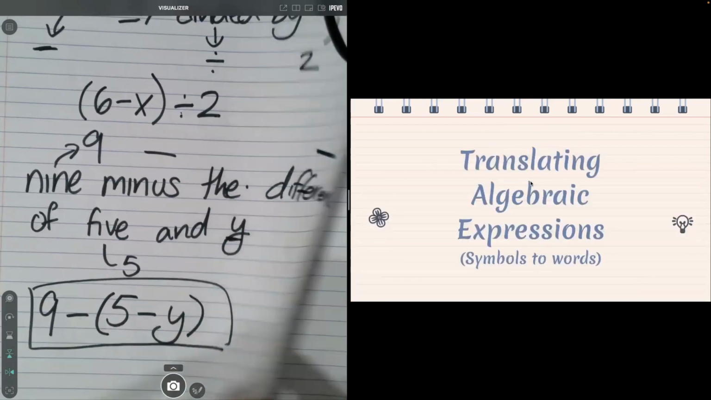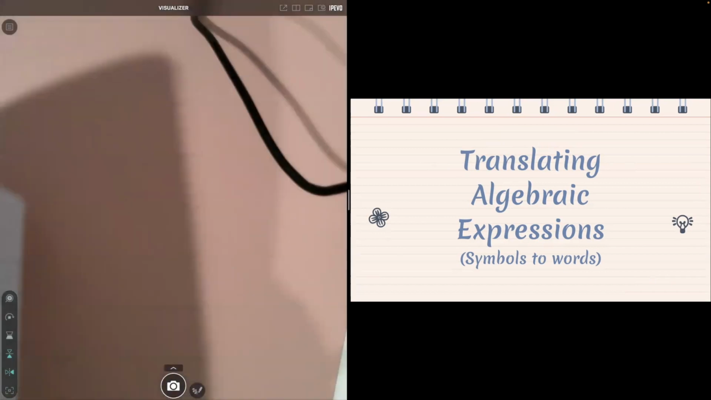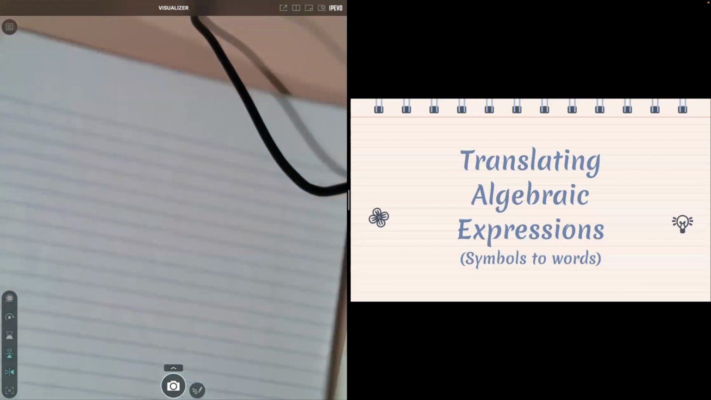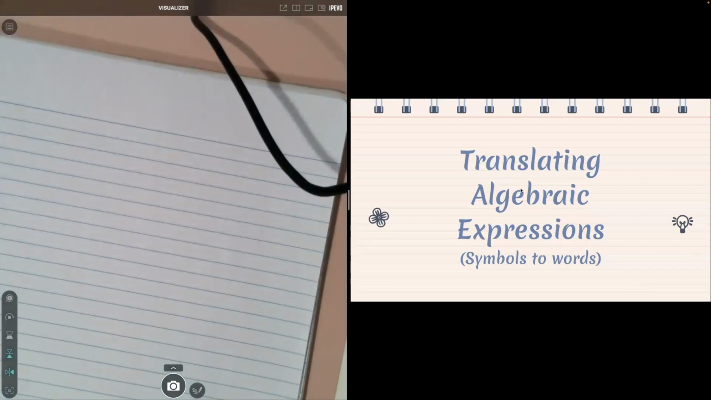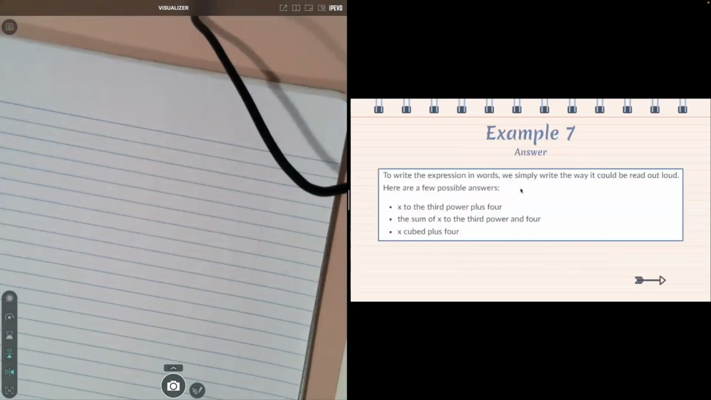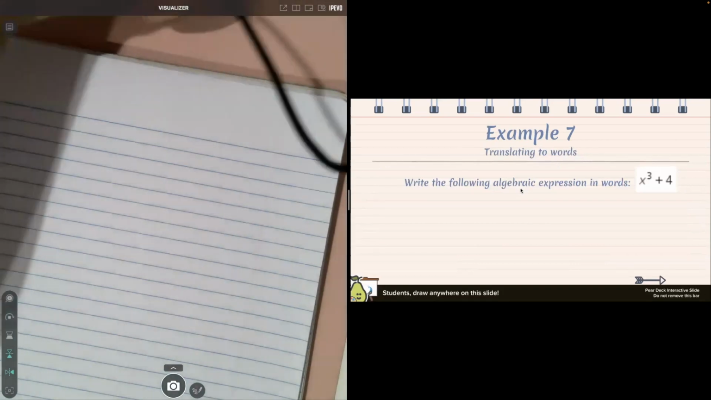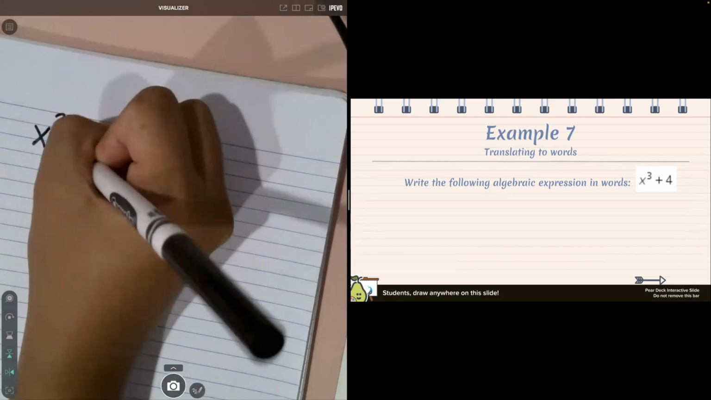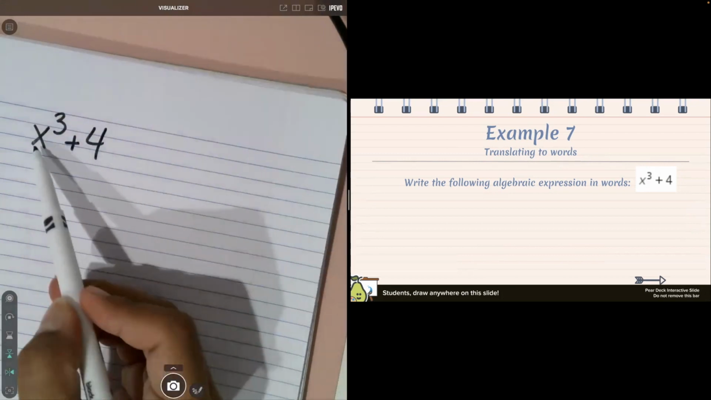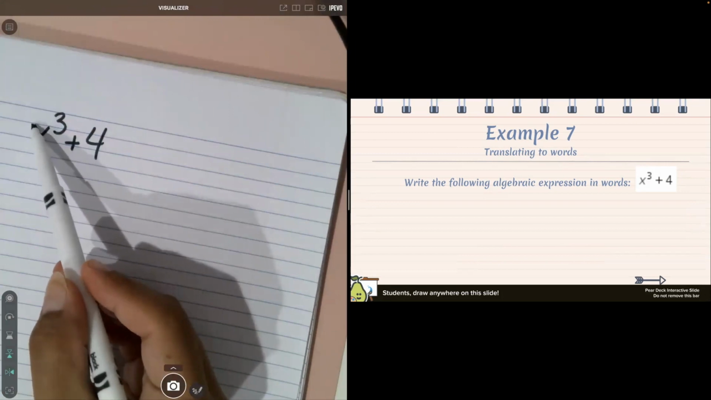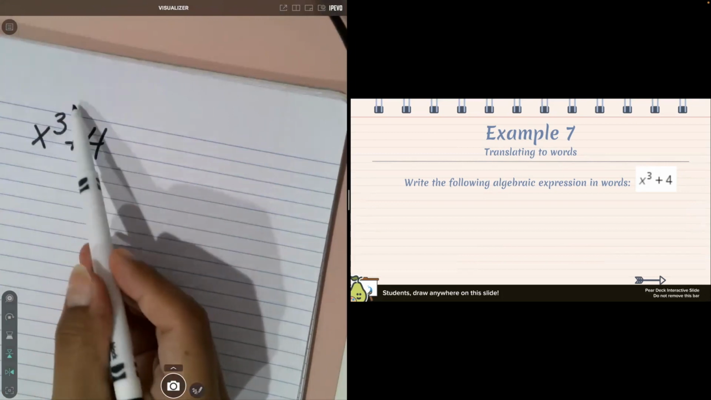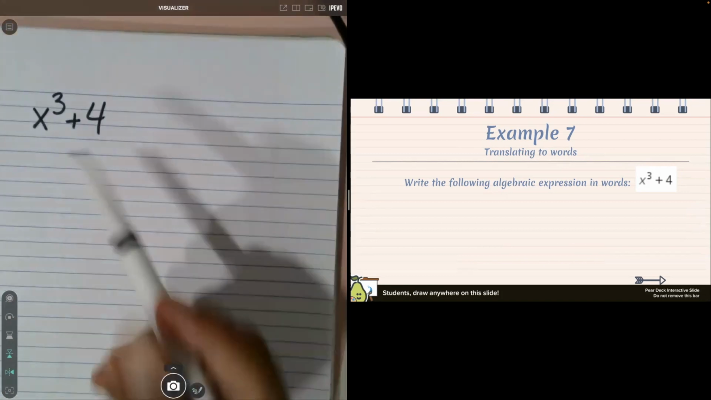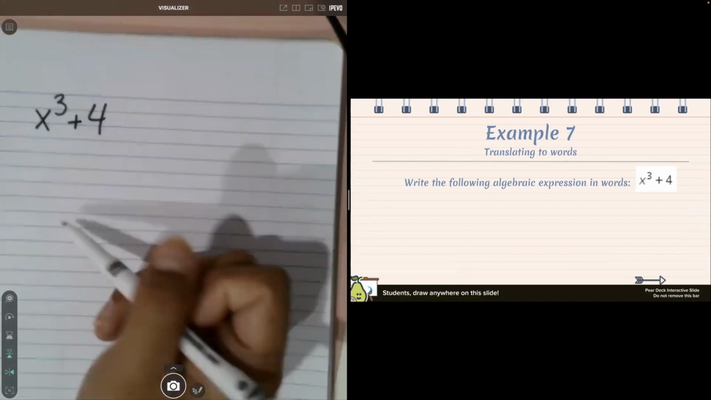Okay, so that is going from words to symbols. Next, we're going to work on going from symbols to words. So there's multiple ways you could do this. As long as it works, it doesn't necessarily need to be that everyone's going to say this the same way. For example, I have an x variable here. I have the 3 as the exponent. I have a plus sign and 4. So there's multiple ways I can do this.